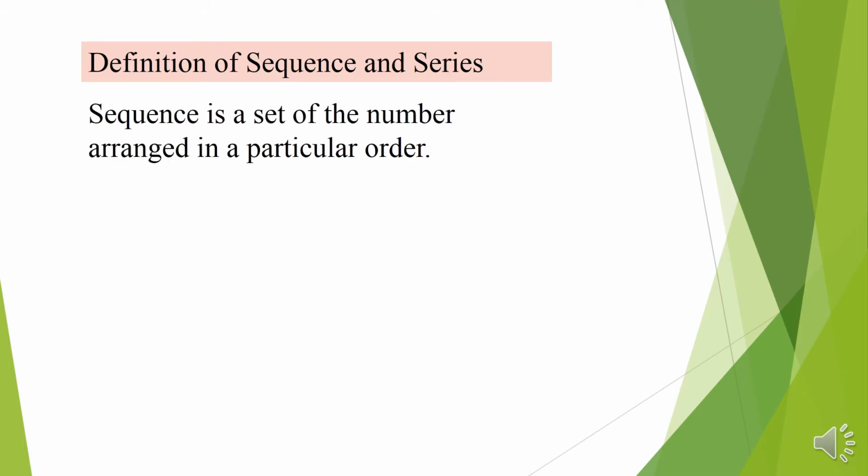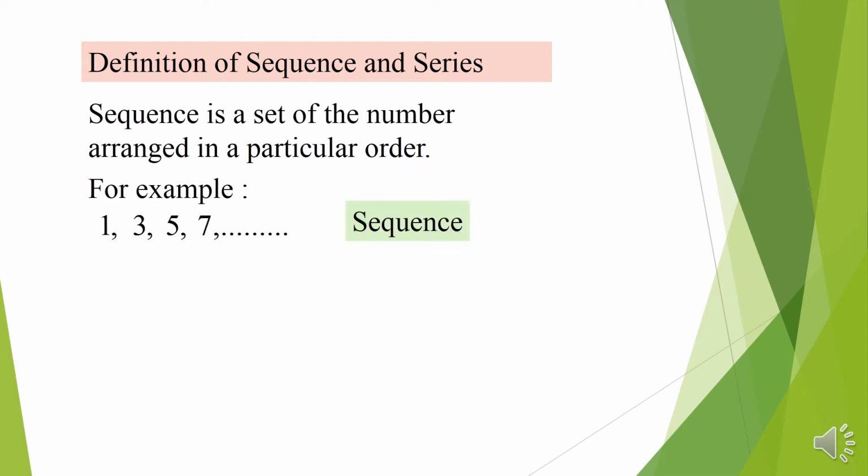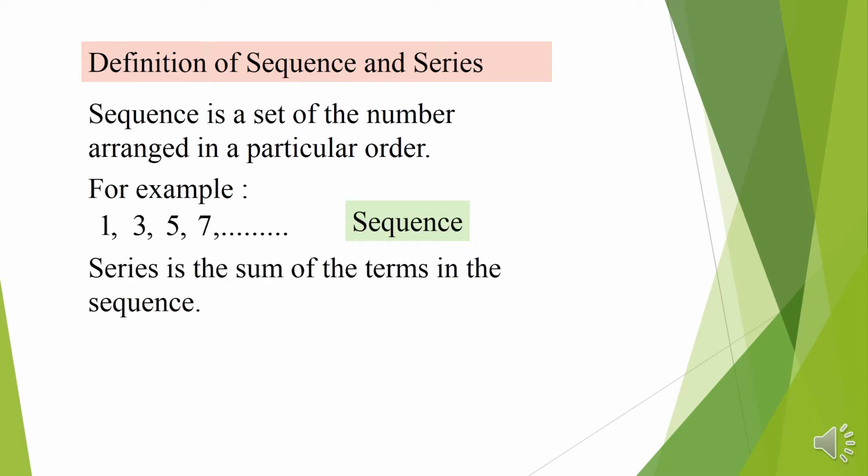Definition of sequence and series. A sequence is a set of numbers arranged in a particular order, for example 1, 3, 5, 7, and so on. This is a sequence. A series is the sum of the terms in the sequence, for example 1 plus 3 plus 5 plus 7, and so on. This is considered a series. So we'll start with the subtopic 6.1, arithmetic series.